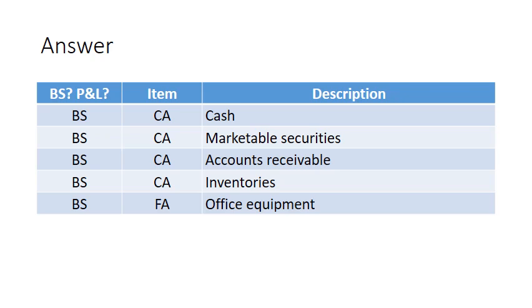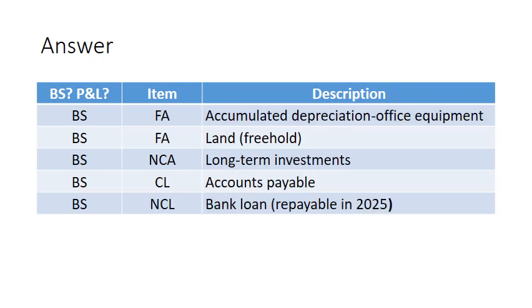Next, we have office equipment. Office equipment is a balance sheet fixed asset. Office equipment is intended for long-term usage and has a long lifespan. So basically, the intention is to use it for a long period of time, so it will be under fixed asset. It's not a current asset, right?